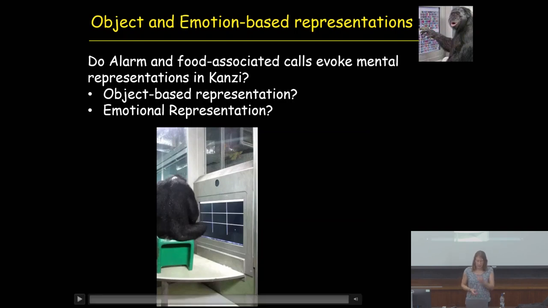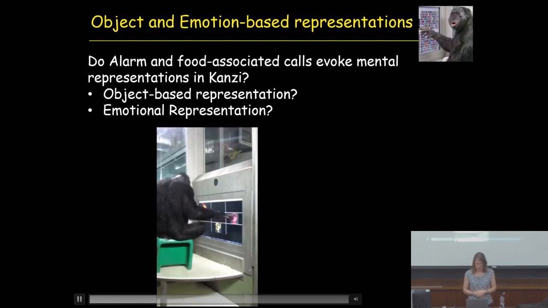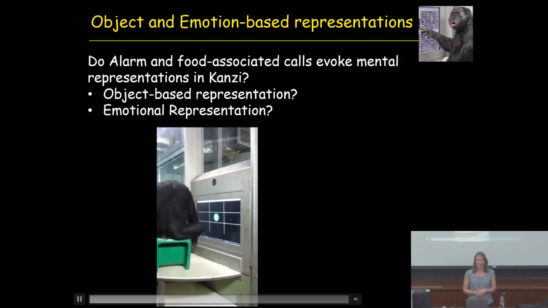And to do this study, we capitalised on the fact that Kanzi is extremely good at match-to-sample tasks. He can just crack out 100 trials of this with no problem at all. He's very motivated. And he's very good at matching spoken human words to the matching lexigrams. So this is him just to show. Balloon. He gets a little food reward with the ta-da. Apple.